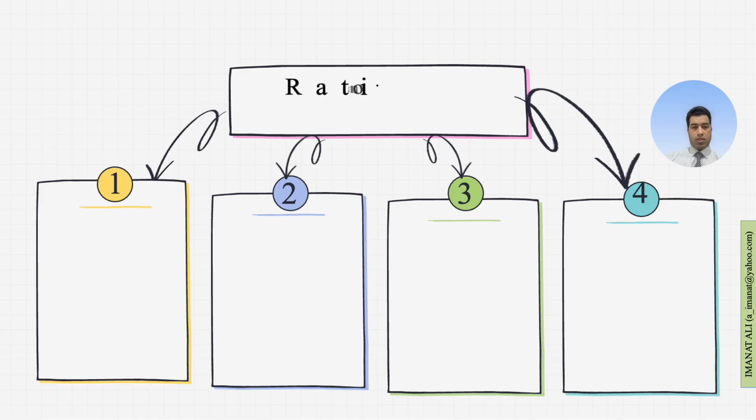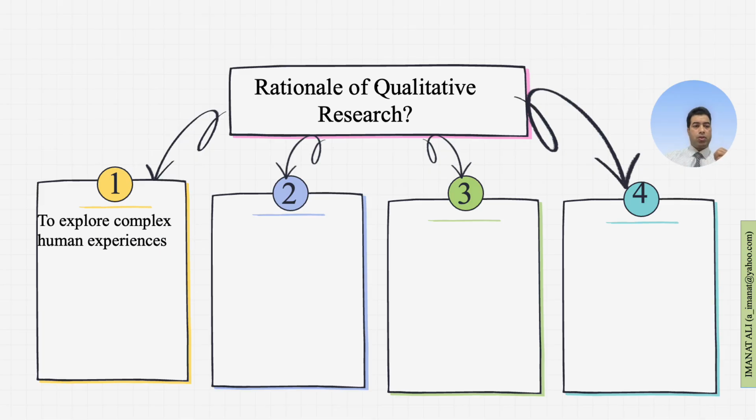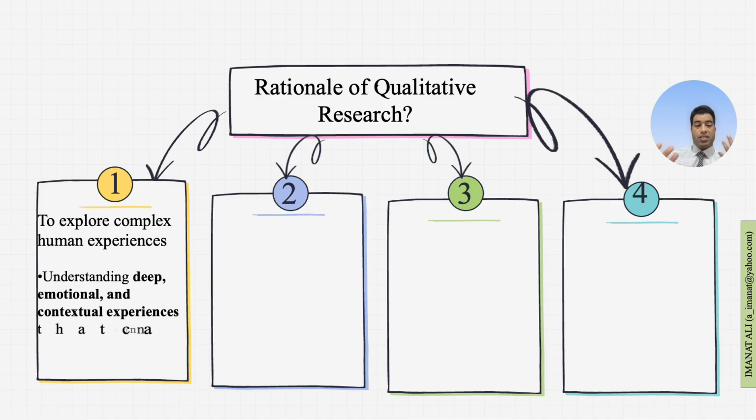Let's move to our first point, rationale of qualitative research, and the reason why a researcher conducts qualitative research. Why? The first reason is to explore complex human experience. For instance, I want to understand the deep emotional or contextual experience that cannot be measured in numbers but can be explored through the method that is qualitative.